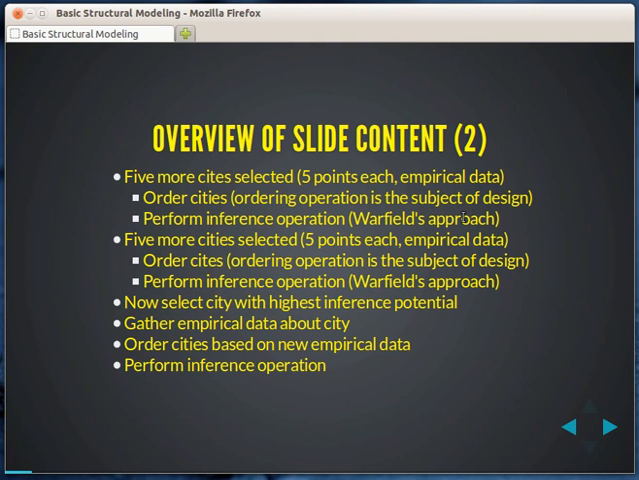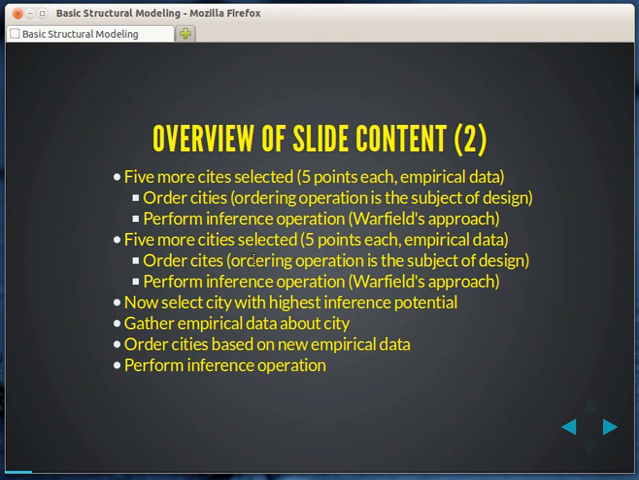So a secondary type of design for this activity is to explore ways that the inference and the basic structural modeling mathematical techniques can be incorporated into a complete problem solution process. And we take 5 more cities. Now these cities are actually selected one at a time, and then we wait until we get 5 of them, and then we order that. Then we perform the inference operation. So we select 5 more cities in this group, and then we order them one at a time, but we wait until all 5 of them are done to perform the inference analysis.